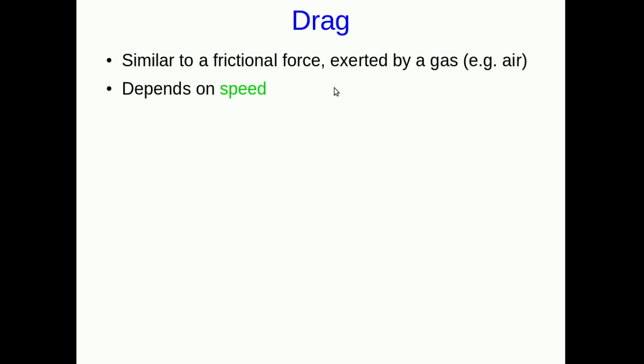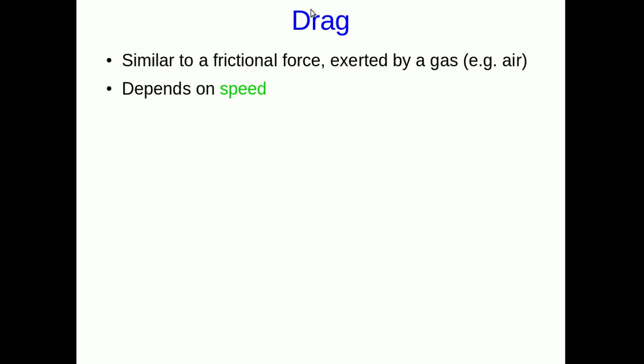So drag has come up a few times. Let's actually look at it in a little bit of detail. It's similar to a frictional force, but when an object has a frictional force acting on it, that frictional force is due to some surface that the object is in contact with. Drag is due to a gas that the object is moving through, such as air. A big difference between friction and drag, though, is that drag depends on the speed that the object is moving.